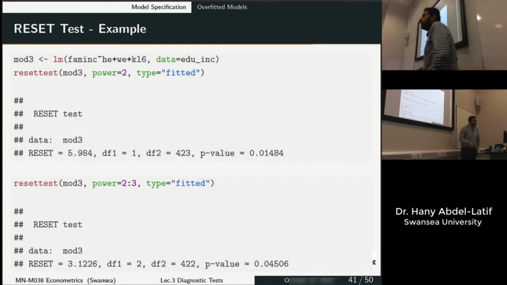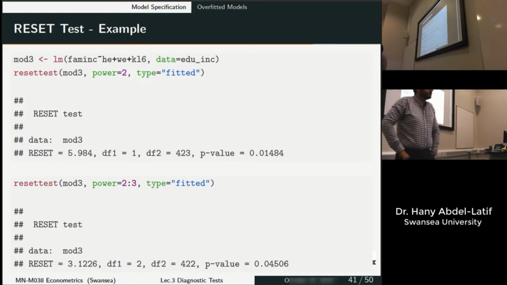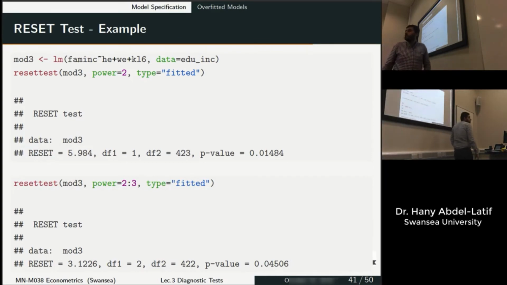It's a very small p-value. Well, it's less than 5%. What should we conclude if the p-value is less than 5%? You reject the null hypothesis. Well, the null hypothesis is that the model is correct. Okay? So rejecting it means it's not correct.